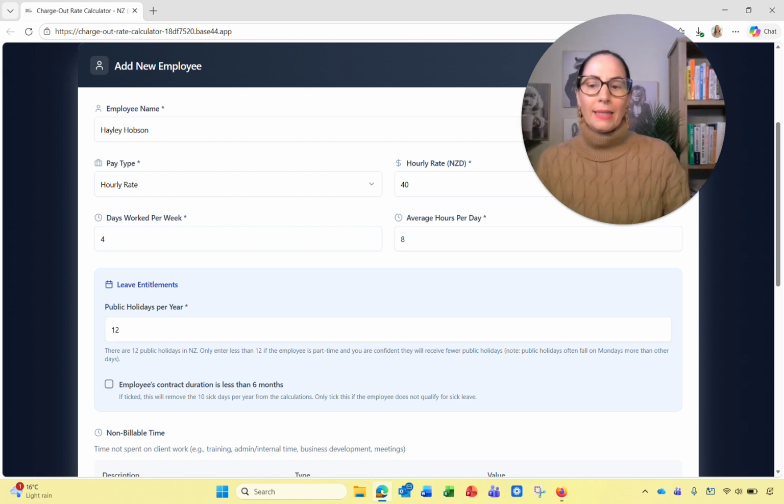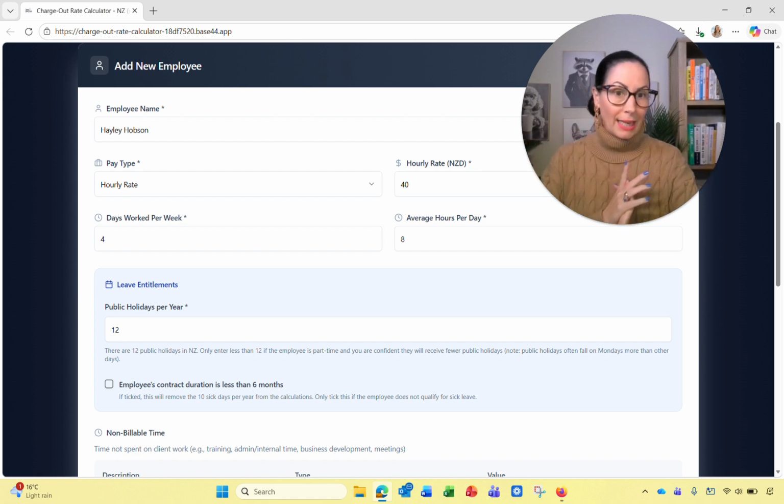Okay, this is here. Has your employee worked less than 6 months? Because if they've worked less than 6 months, they're not entitled to sick leave, right? But you may be generous and go, you can have sick leave from day one. If they can have sick leave from day one, you would leave that unticked.